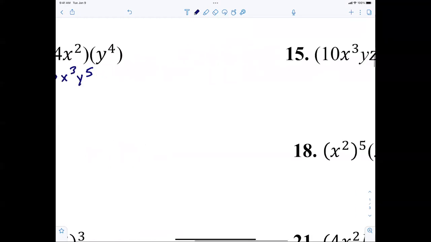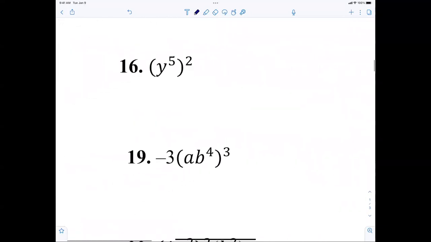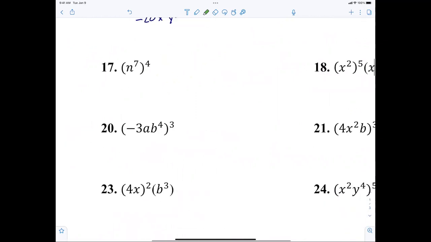Taj, 16. Y to the 10th. For those of you who weren't listening, power to a power, we multiply. Power to a power, we multiply. All right, I'm happy. 18.